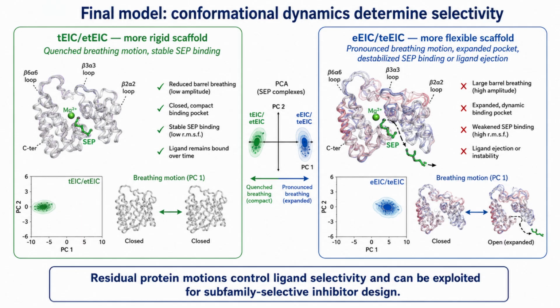The final model is that ligand selectivity is encoded not only in the static binding site, but also in the motions that remain after binding. Protein conformational dynamics can therefore be exploited to design inhibitors with subfamily selectivity.